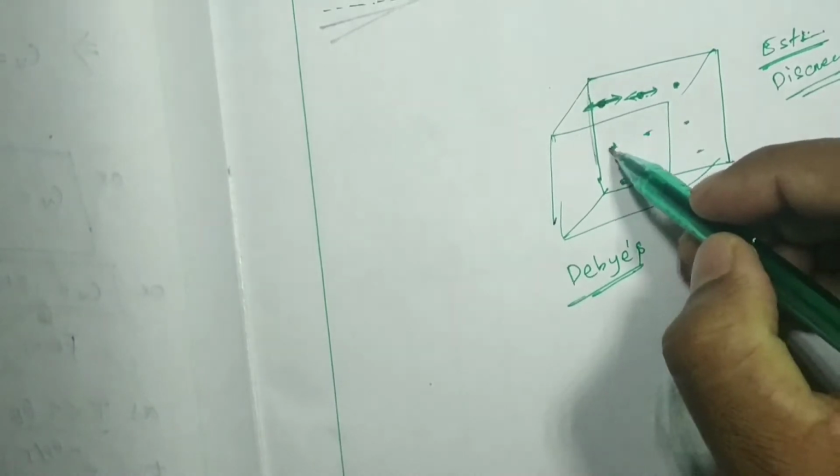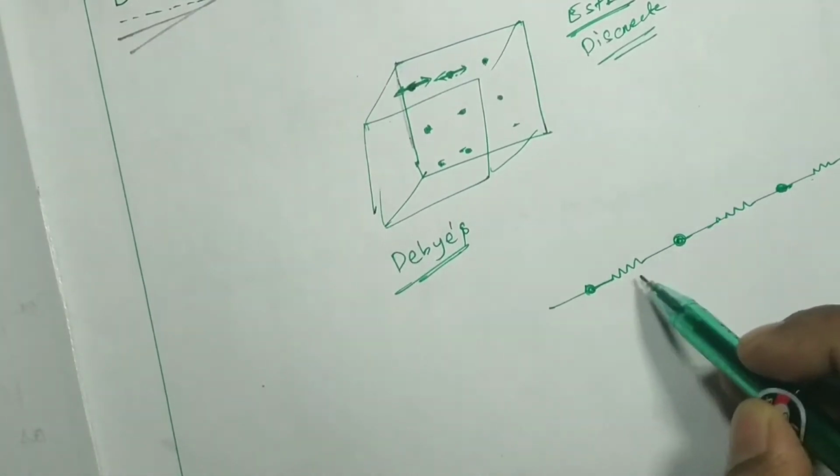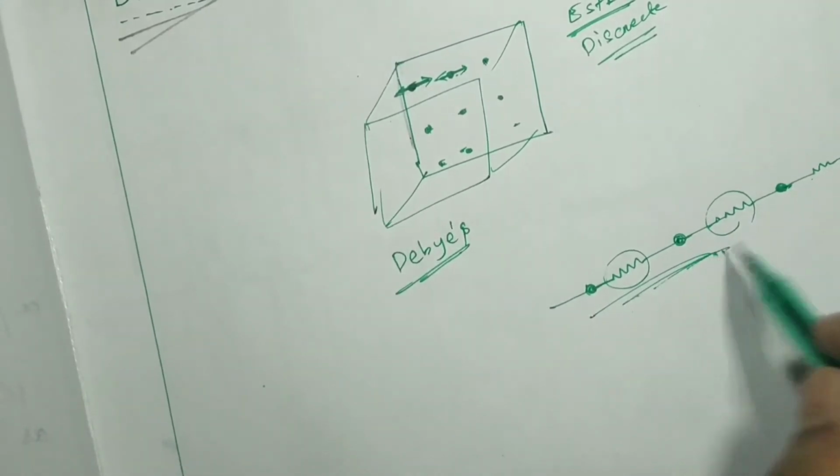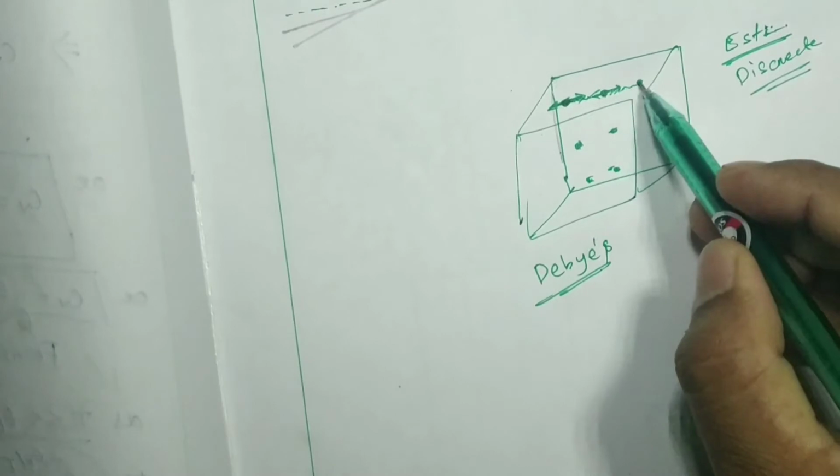But Debye modified this model so that all the lattice sites are coupled with each other. You just imagine that we studied one-dimensional monoatomic lattice vibration. At that time we considered that all the atoms or all the lattice sites are connected with each other with a massless spring. So this type of model has been considered by Debye. That means all atoms in the three-dimensional lattice, all the lattice sites, are coupled and connected with each other.